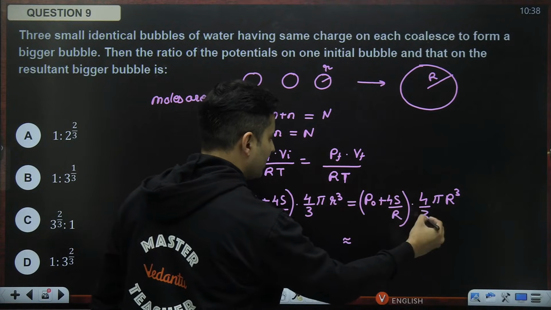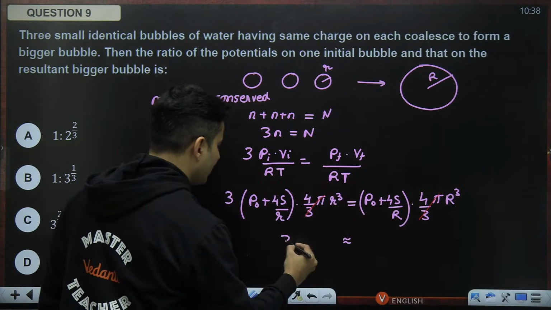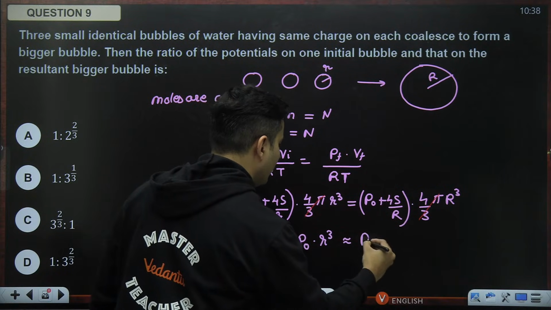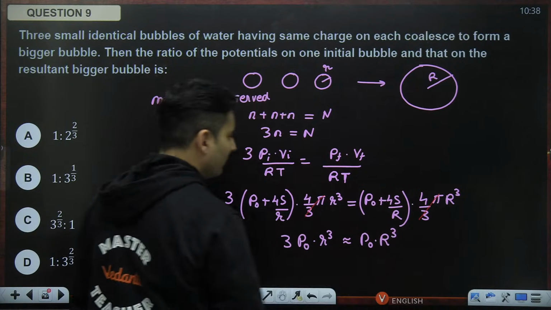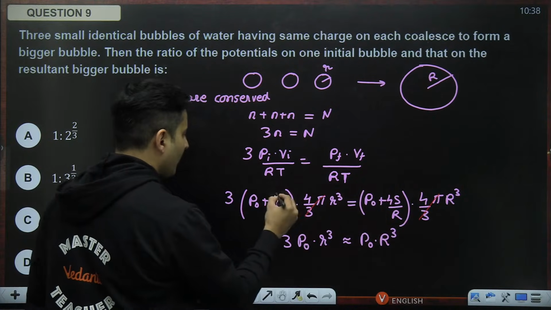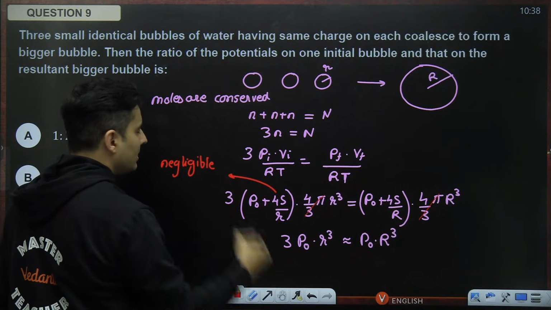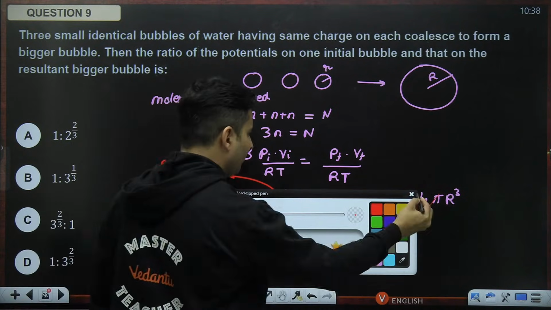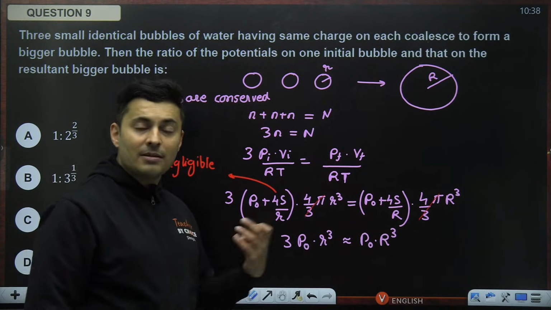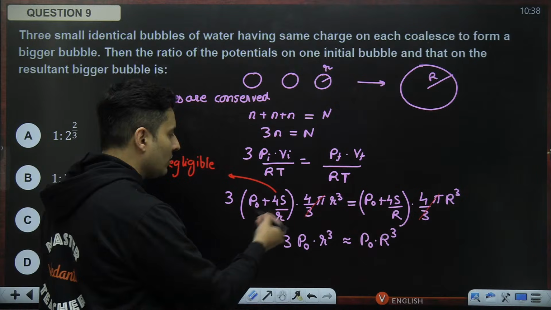But even before doing that, let's cancel 4 by 3 pi and 4 by 3 pi. So what you actually end up getting is 3 times P naught multiplied by r cube is P naught multiplied by capital R cube. Do you get my point? P naught plus this entire quantity, this becomes negligible. That is the whole purpose of this problem. Although you might write volume is conserved and still get the right answer, you should know why volume is approximately conserved, not exactly conserved, because of this approximation.